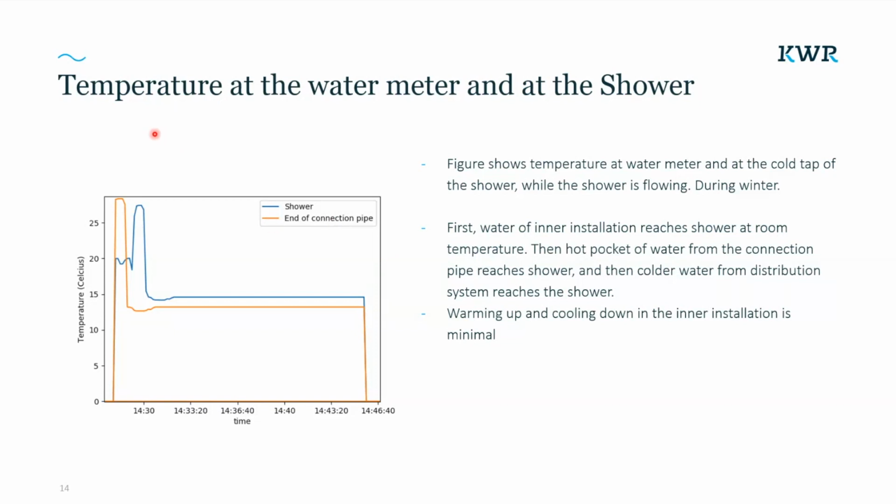What I show in this graph is the water temperature at the water meter, or the end of the connection pipe, and the water temperature at the shower. This is while the shower is flowing. It's a winter example in this case. What is important to remember is that this is the temperature of the water if we were only using the cold tap. So it is the temperature of the water that we would get if we were taking a cold shower.